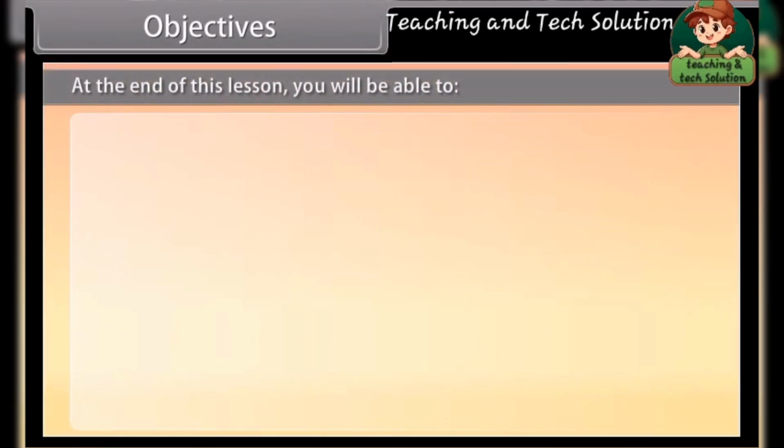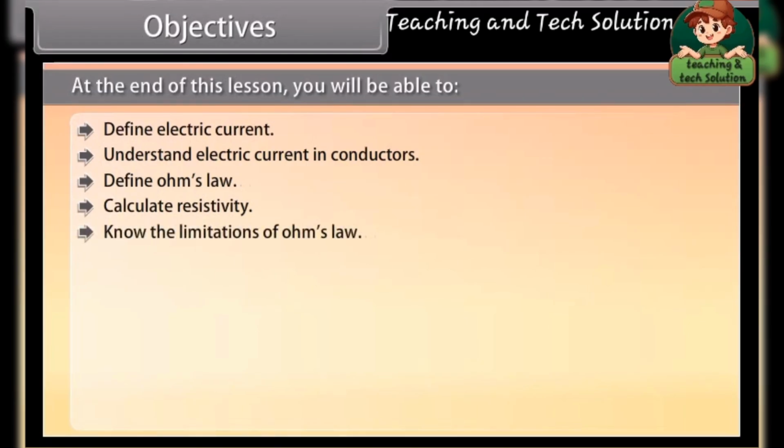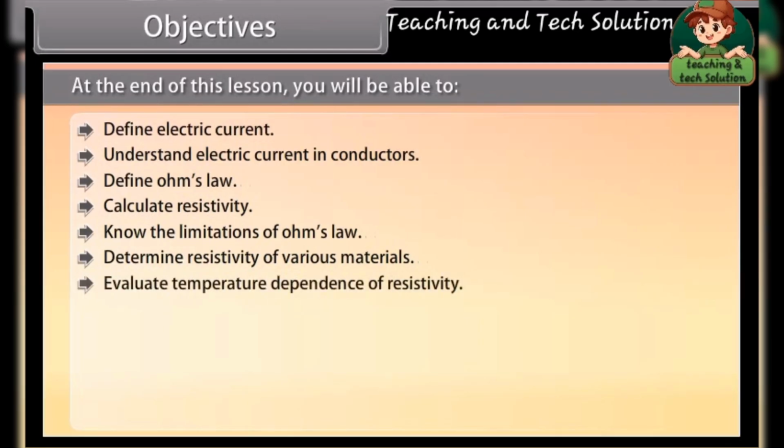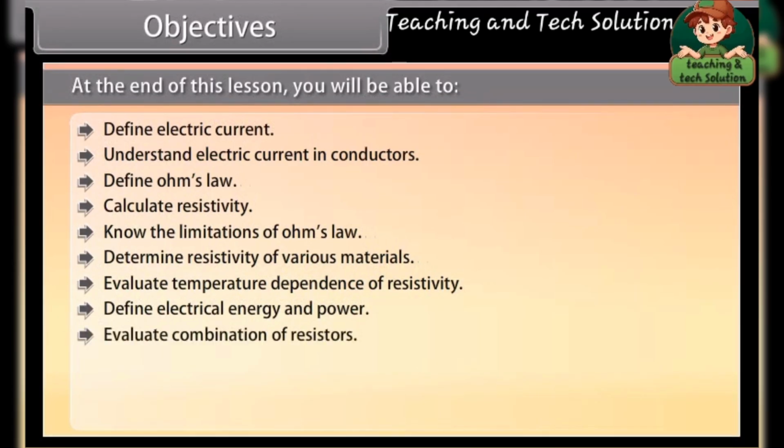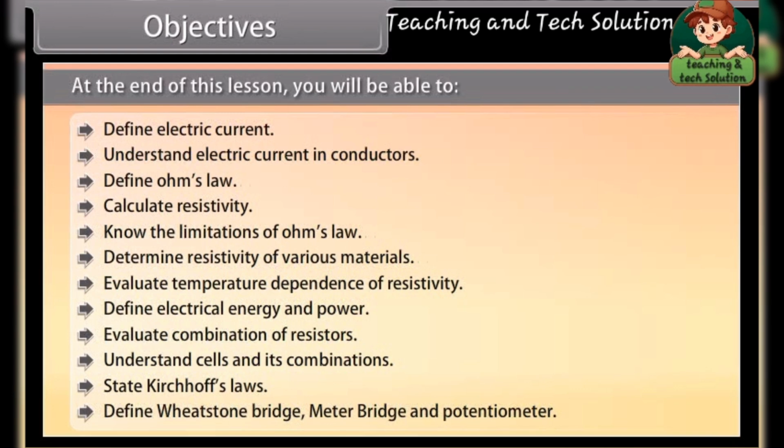At the end of this lesson, you will be able to define electric current, understand electric current in conductors, define Ohm's law, calculate resistivity, know the limitations of Ohm's law, determine resistivity of various materials, evaluate temperature dependence of resistivity, define electrical energy and power, evaluate combination of resistors, understand cells and their combinations, state Kirchhoff's law, define Wheatstone bridge, meter bridge and potentiometer.